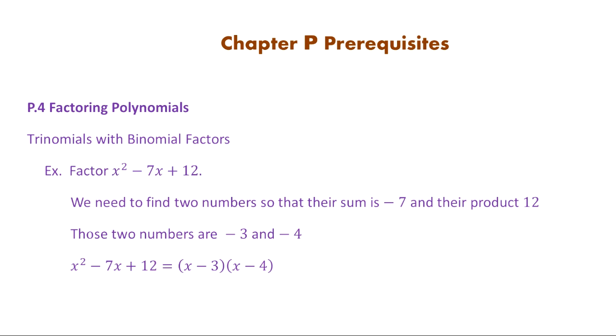You try to find the two numbers. If you add them, you get -7. If you multiply them, you get 12. And these two numbers can be easily figured out to be -3 and -4. If you add -3 with -4, you get -7. And if you multiply -3 and -4, you get +12. So then you just write down the answer as x minus 3 and x minus 4. And that's the way to factor this trinomial.